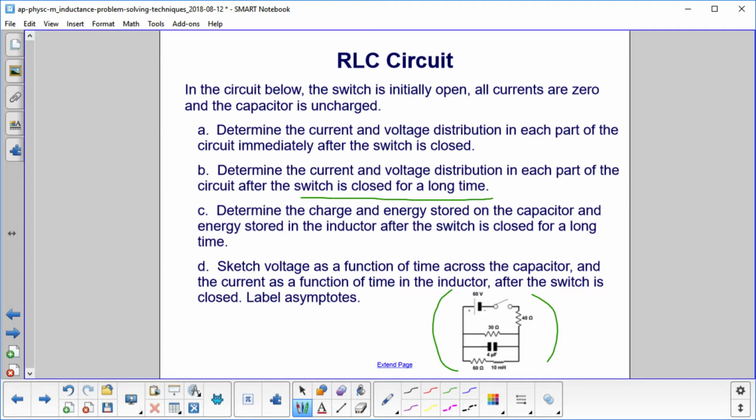Determine the charge and energy stored on the capacitor and the energy stored in the inductor after the switch is closed for a long time. Then sketch the voltage as a function of time across the capacitor and the current as a function of time in the inductor after the switch is closed. Label asymptotes and go from right when it's closed to a long time later on.